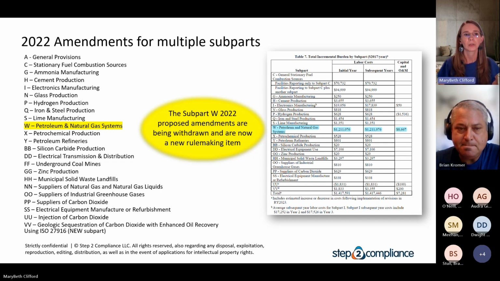Yes. So this gives you an overview of what the 2022 amendments were, all of the different subparts that were included in that. You can see here the Subpart W, and this is what is being pulled out. It will no longer be part of the 2022 rulemaking. It is now its own rulemaking.